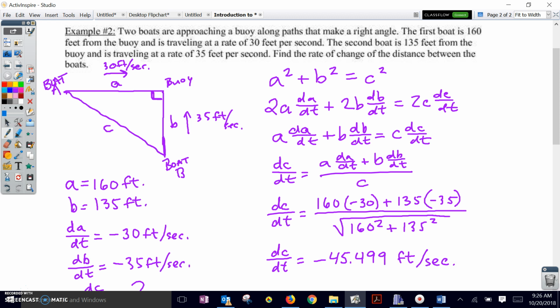And again, we talked in the last video about how we can come up with units if we don't know the right unit to use here. This is measured in feet. This is measured in feet per second. Feet per second. So the numerator of this expression is measured in square feet per second. And the denominator is the square root of feet squared plus feet squared, so it's the square root of feet squared, which is just measured in feet. And if I take feet squared per second and divide by feet, I end up with feet per second as my unit.